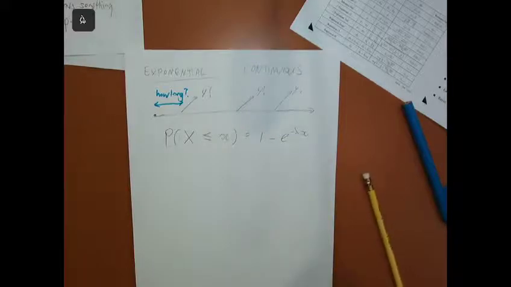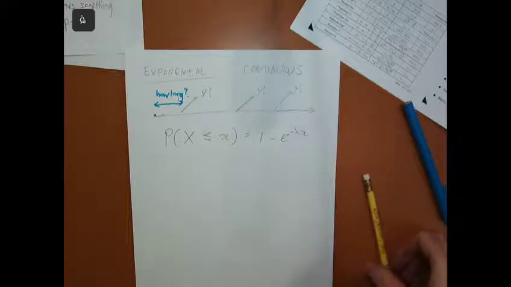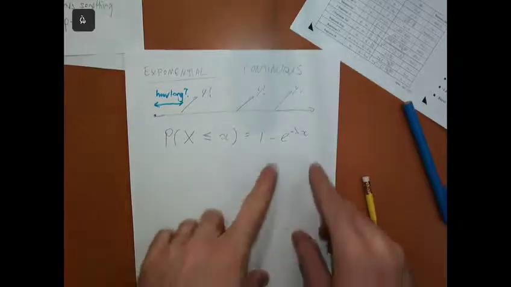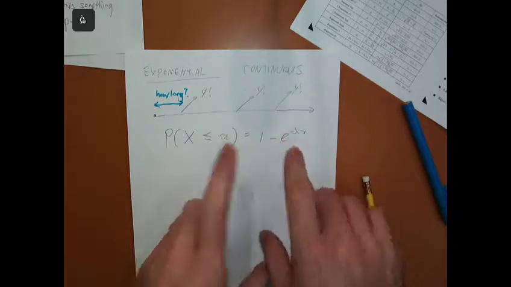Let's just check that. When x is 0, the probability of the time until something happens being less than or equal to 0... no, this is the greater than, is it? Yep, okay, that's good. Being less than or equal to 0 should be 0. It should be impossible to be anything under 0. And so if I put x equals 0 into there, I get 1 minus 1, which is 0.